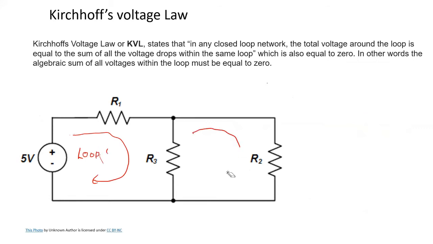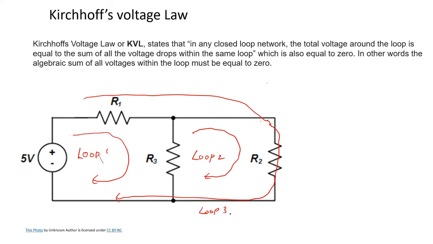Here I have loop two. And I can also take a bigger loop, this particular loop. So this is my loop 3. So what does a KVL indicate? A KVL says in any closed loop network, the total voltage around the loop is equal to the sum of all voltage drops within the same loop, which is equal to 0. In other words, the algebraic sum of all voltages within the loop must be equal to 0.